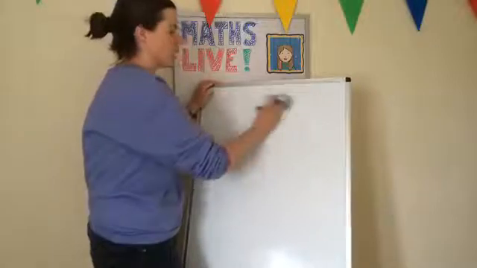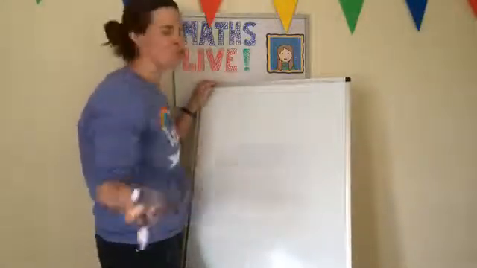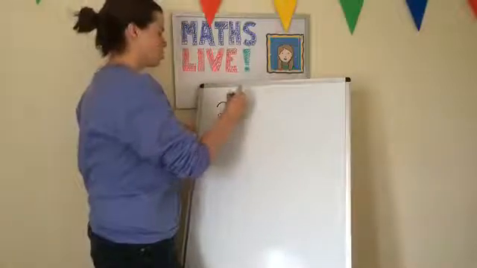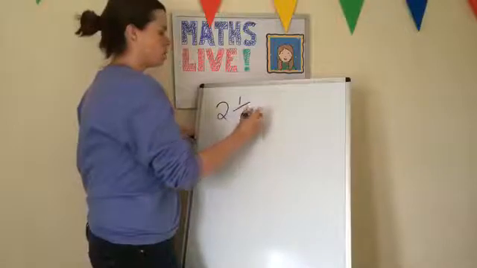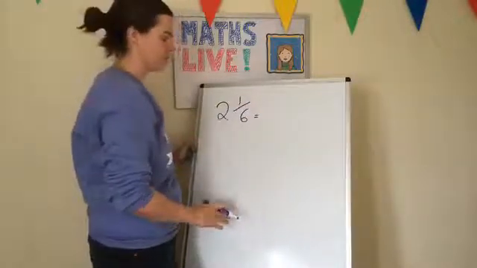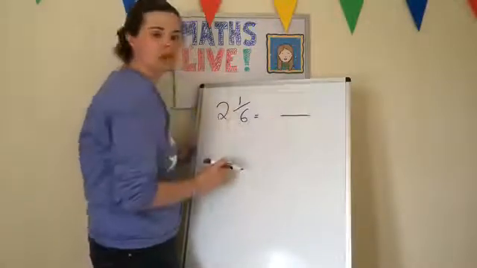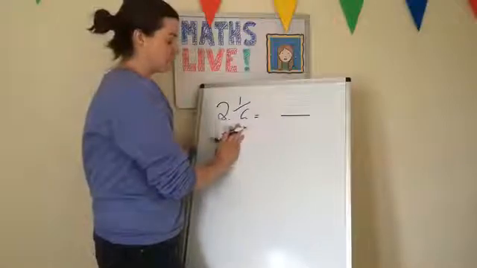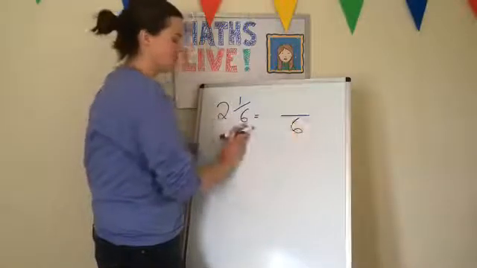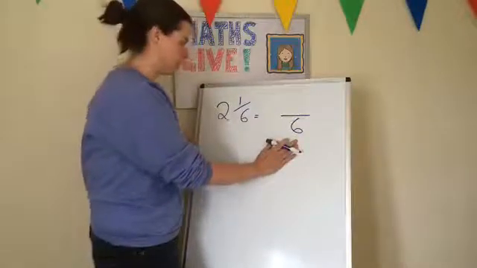Now I'm going to show you how to do it when you haven't got the time or the space to draw a pizza or a chocolate bar or so on. Imagine I've been given 2 1/6 and I'm asked to put it into an improper fraction. First thing to remember is the denominator of this improper fraction needs to be the same as the fraction that you've been given. So it needs to be 6. The denominator here is 6, so the denominator in my improper fraction also needs to be 6.